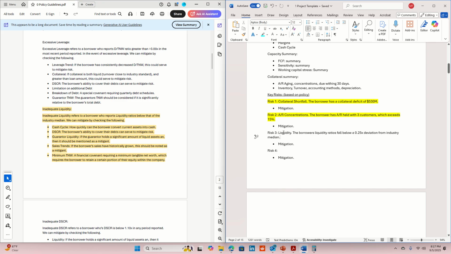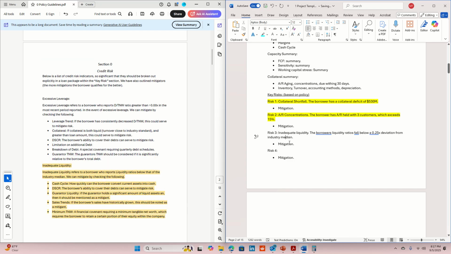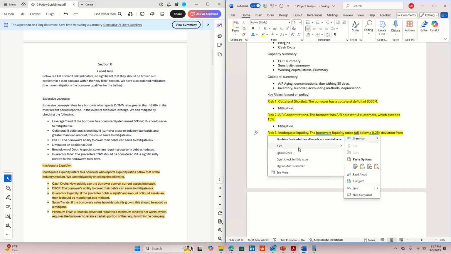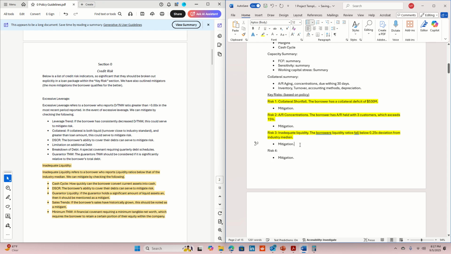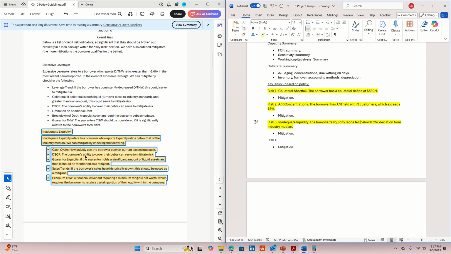Okay, good. So this is supposed to be inadequate liquidity. That is the policy exception or the credit risk, right? That's our credit risk, and we're going to cite that. I'm going to highlight it yellow, 0.025, so that we don't forget that we have to go and reference that again, right? Those fell below. Cool. And we're going to be able to mitigate this eventually.